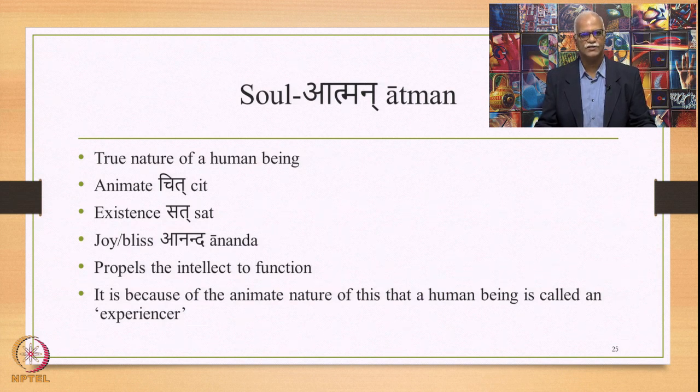Now let us look at the nature of the soul, which is the backbone of this entire process. As we have seen, the Atman also is considered to be the substratum of responsibility for the speech production. So Atman is considered to be the true nature of a human being, because it possesses these three features, namely that it is chit, chetana, or animate, as opposed to achetana, inanimate. It exists, so it has existence as its important feature. There is not a space where it does not exist. And it is, of course, of the form of ananda, namely joy and bliss. These are the three features of the concept of Atman.